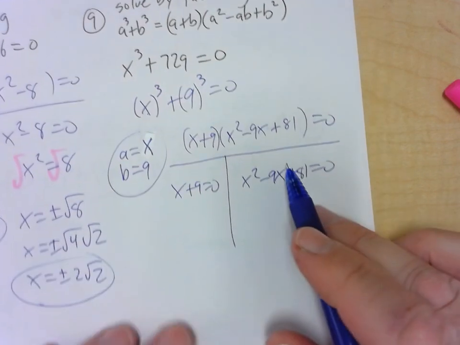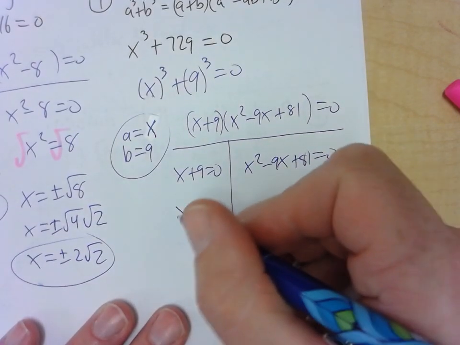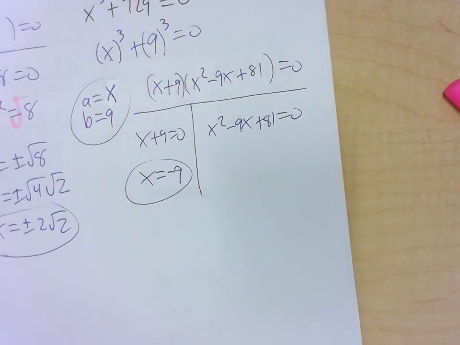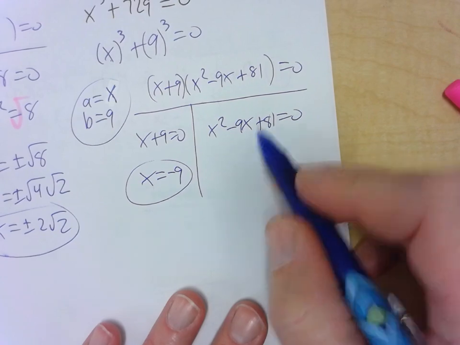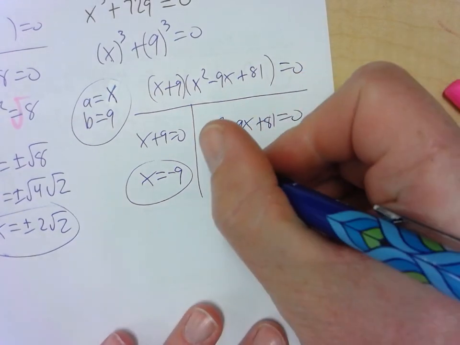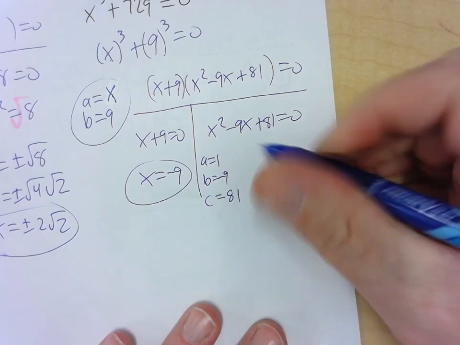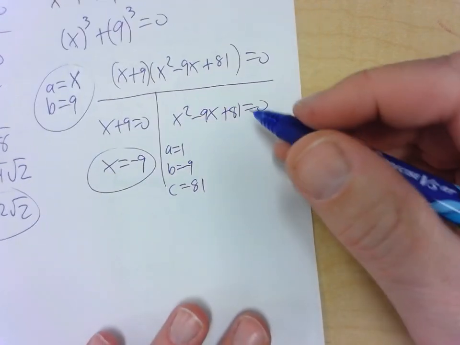Then I always make the joke where, hey, I'll solve this side, guys. And negative 9 is one solution. Now the other two solutions come from this quadratic, which unfortunately doesn't factor. So a is 1, b is negative 9, and c is 81. I choose to solve this with the quadratic formula.